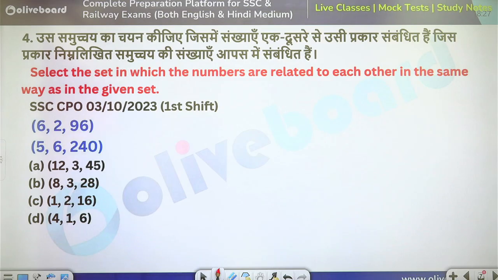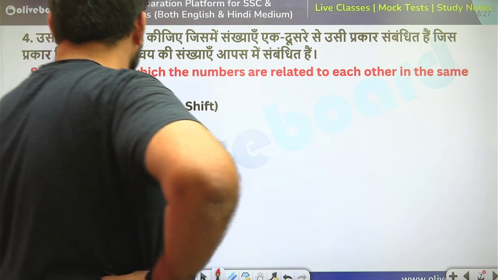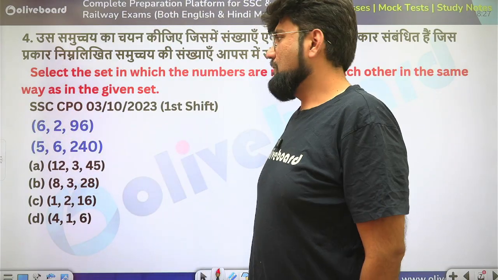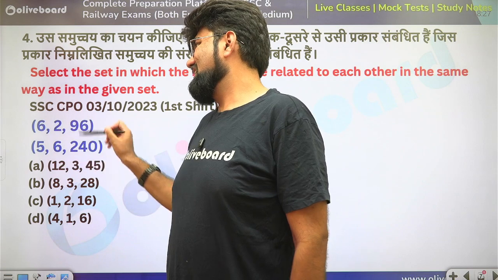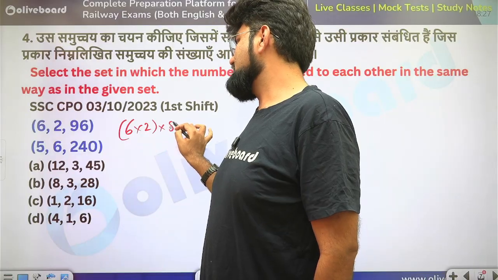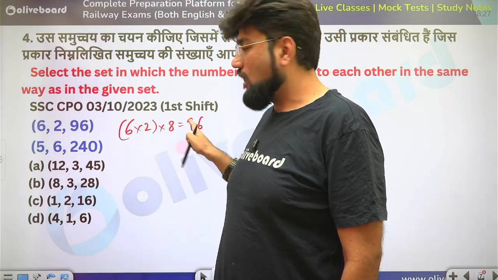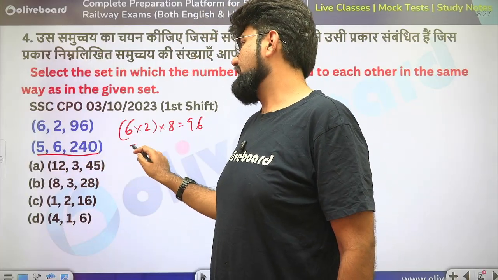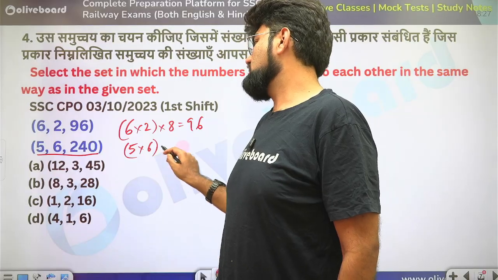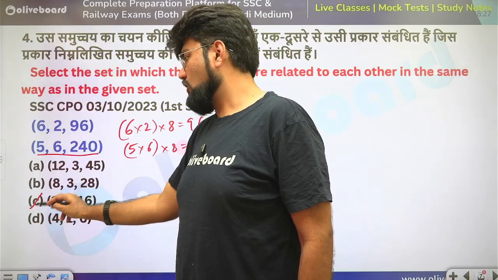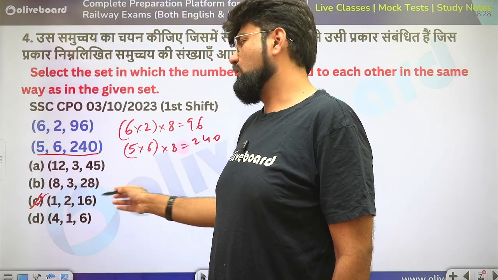See, this actually seems to be difficult because we try to again 6 square, 2 square, something of that sort, we start thinking. But it's pretty simple actually. Okay. 6 into 2 is 12. 12 into 8 is 96. This might not be the one which is going to give you the hint. The actual hint you will get from here. 5 into 6 is 30 and 30 into 8 is 240. So the same thing applies here in option C. 1 into 2 is 2, 2 into 8 is 16.